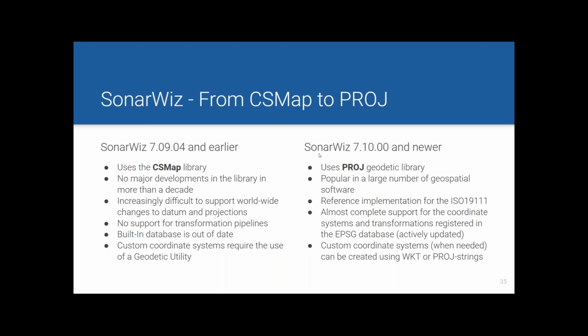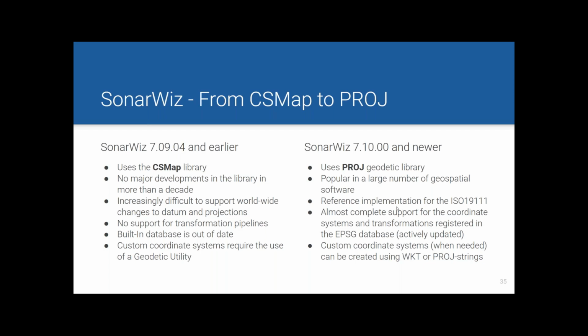So as of SonarWiz 7.10, which was released in October of last year, we've switched the geodetic engine to use Proj, which is a popular open source geodetic library. It's in virtually every mapping software that you are aware of. It's used by Google, it's used by all of the open source mapping software, and we have reason to believe it's used underlying a lot of proprietary software as well. It is the reference implementation for ISO 19111, the ISO standard for mapping.